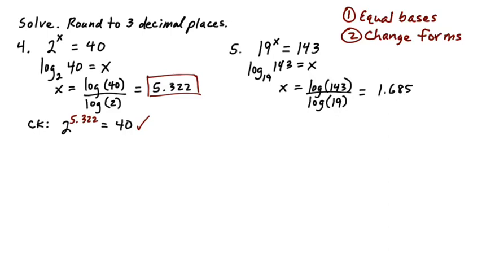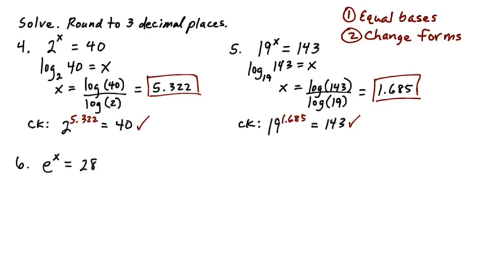And we get 1.685. And again, we can check our answer. 19 to the 1.685 power should equal 143, and you can verify that it does. By the way, when I give you a chance to work on problems, I'm assuming you're just stopping the video. I'm not trying to give you enough time because I'm trying to keep the length of the videos as short as possible. All right, let's move on to number 6 here.